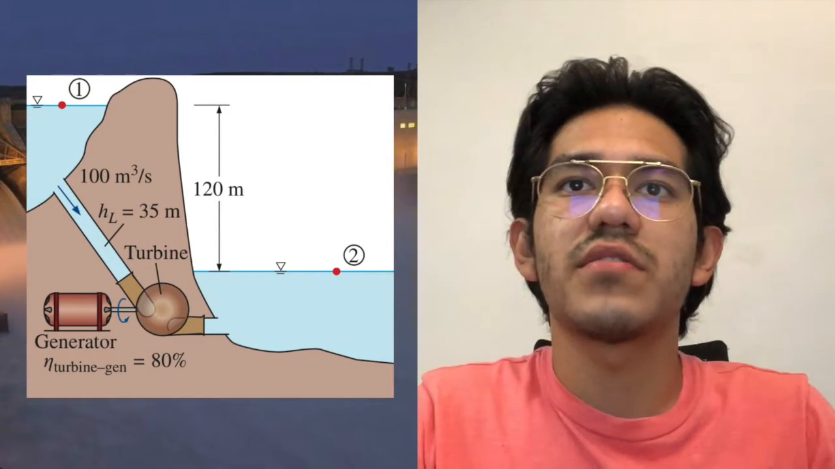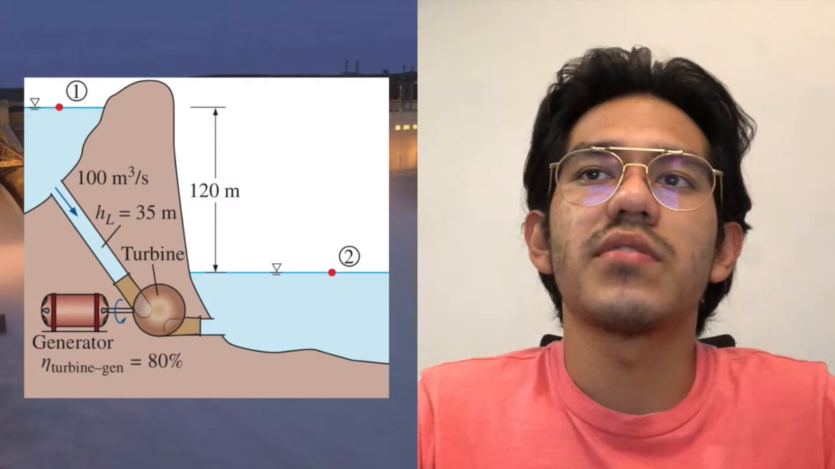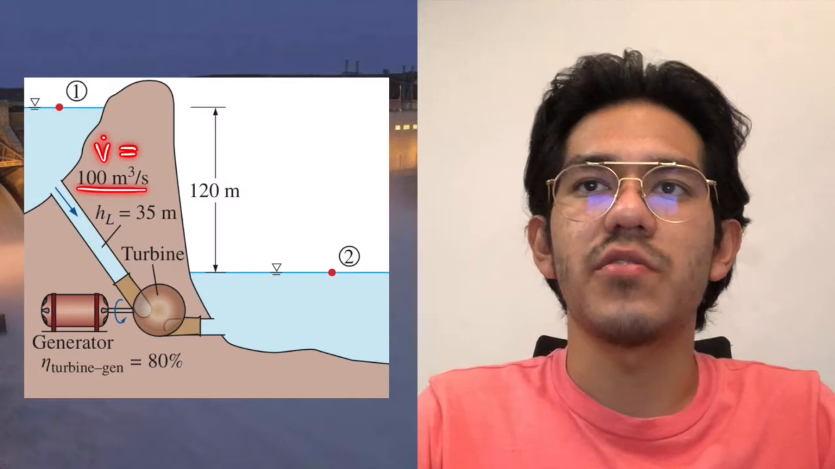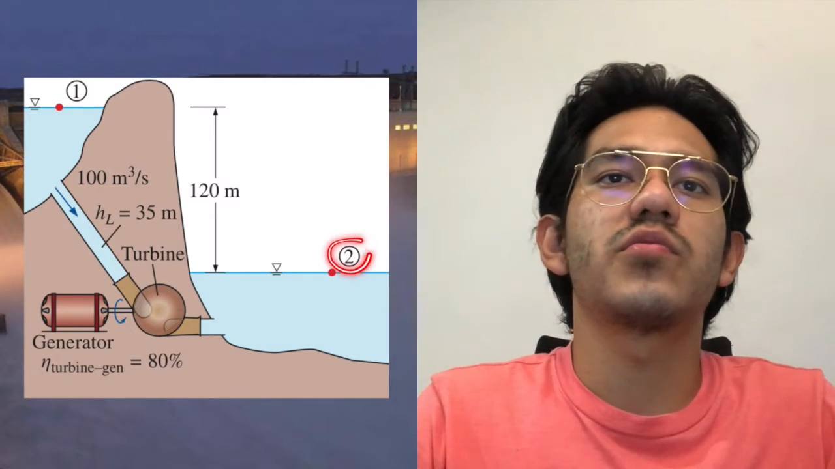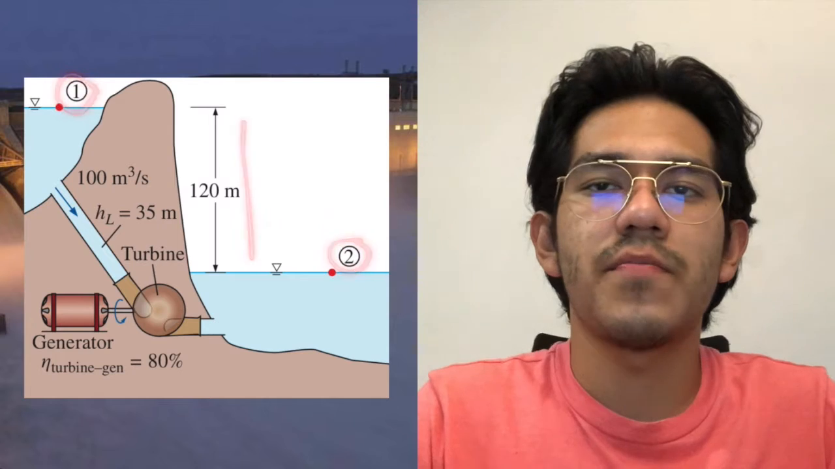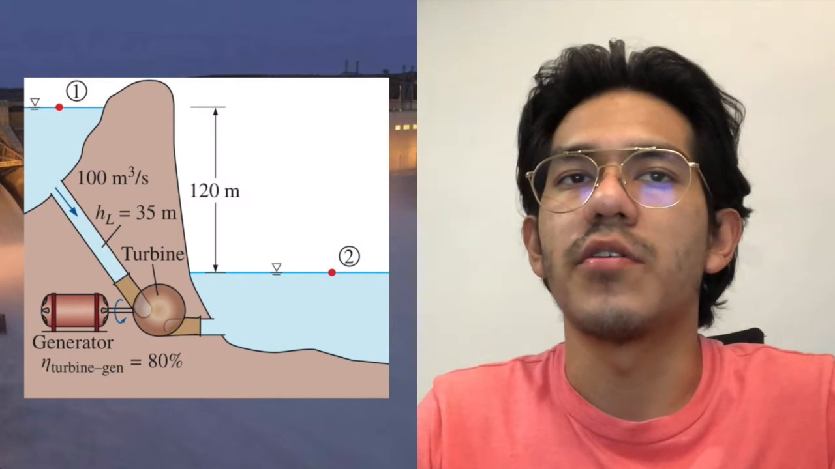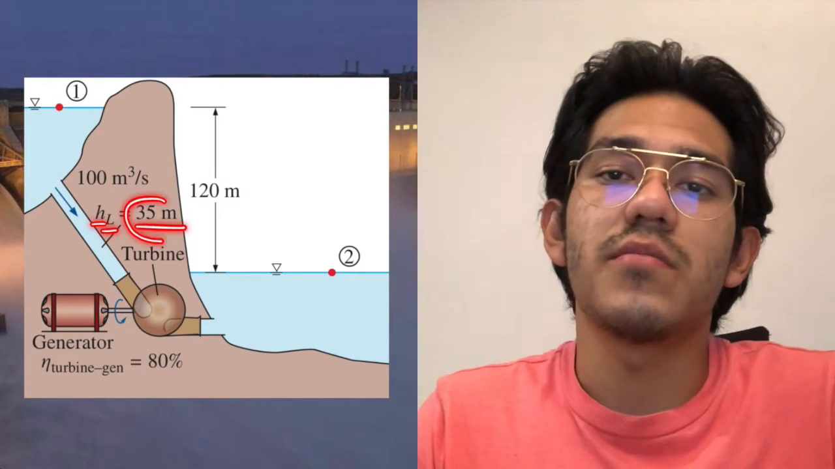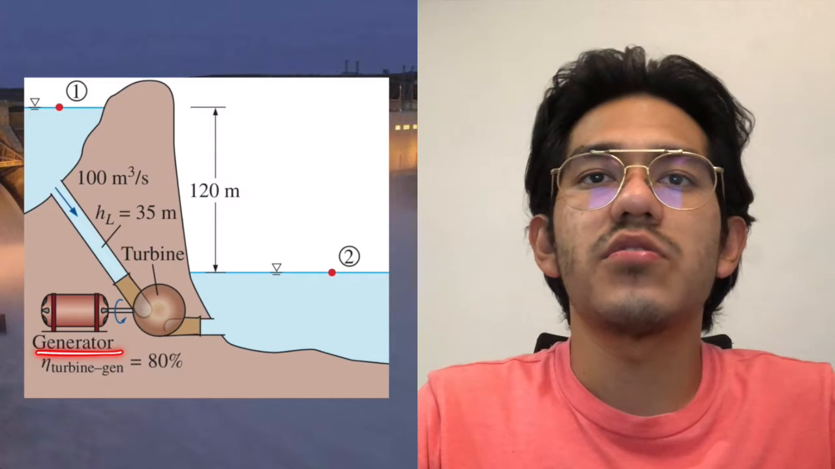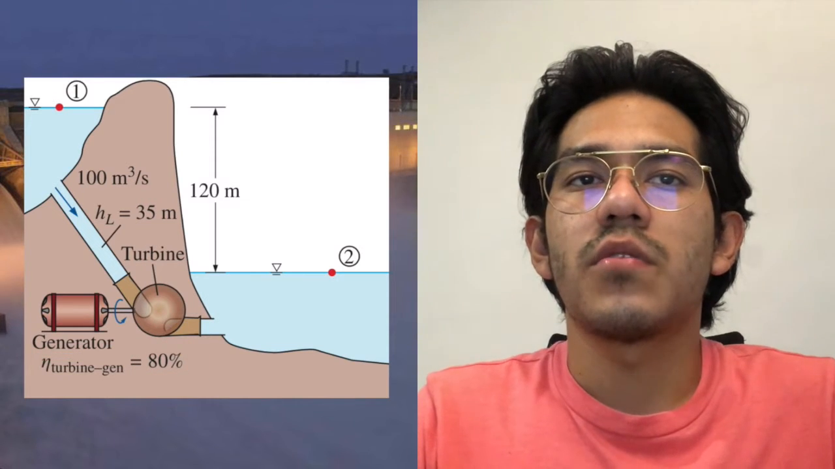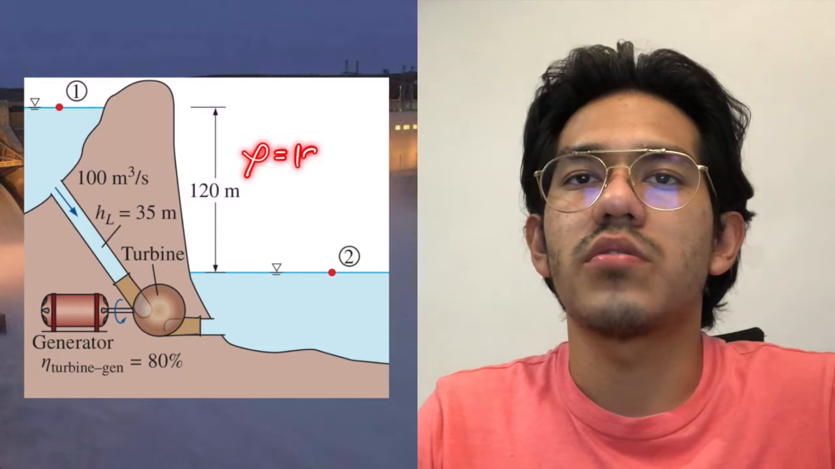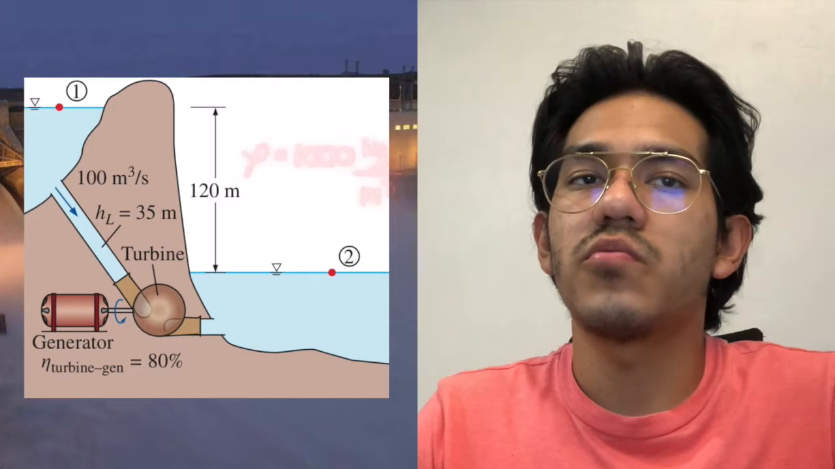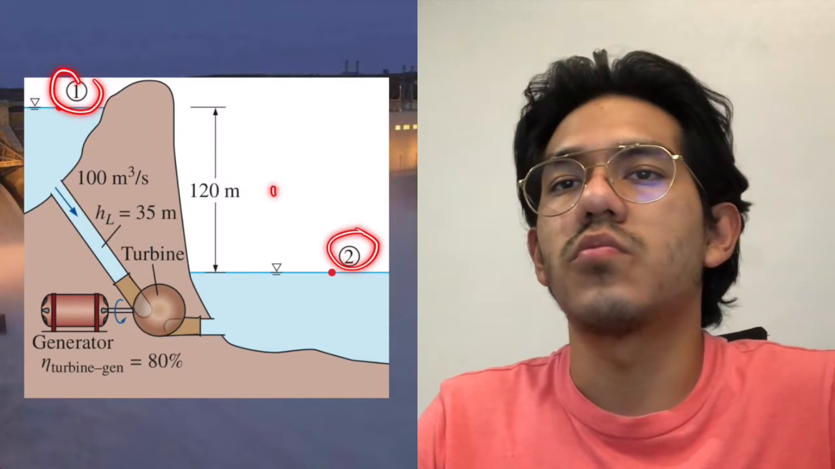For the resolution of this exercise, we need some values. Thanks to the data that the problem gives us, we know that the volumetric flow is 100 cubic meters per second, and the height from point 2 to point 1 is 120 meters. So we take Z1 as 120 meters. We also know that the total irreversible loss of load in the pipe system is 35 meters, and the total efficiency of the turbo generator is 80%. We take the density of the water as 1000 kilograms per cubic meter, and since point 1 and point 2 are exposed to the atmosphere, we take pressure 1 and pressure 2 as atmospheric pressure.